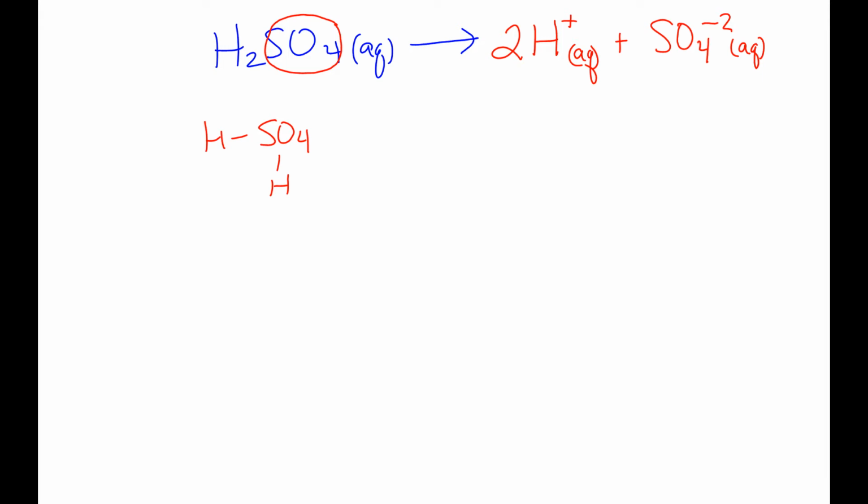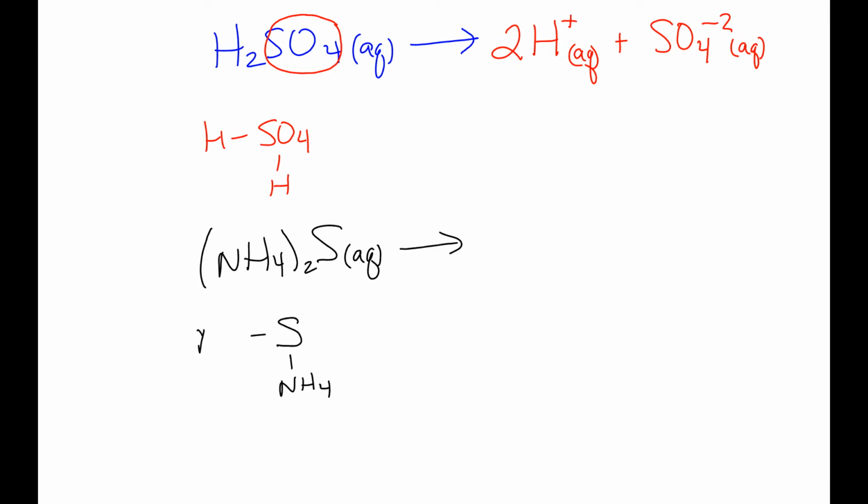Let's try (NH4)2S. We're going to dump this into water. First, I'm going to draw this. It's an S with two NH4s attached to it. So I know that there are two NH4s. Now, when I look up on my polyatomic ion chart, I find that NH4 has a +1 charge.